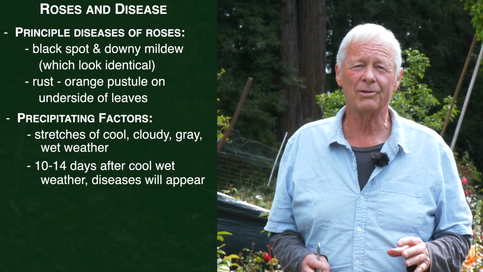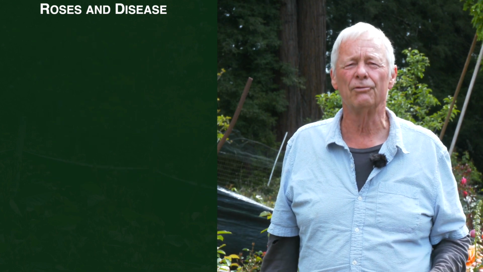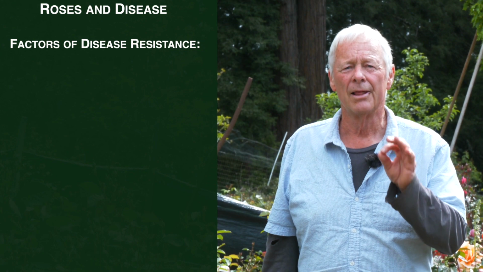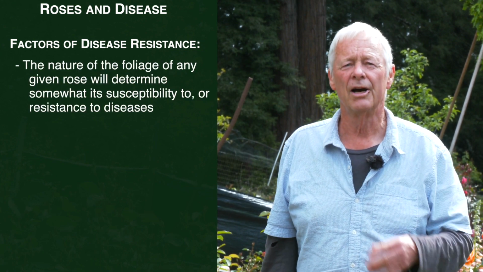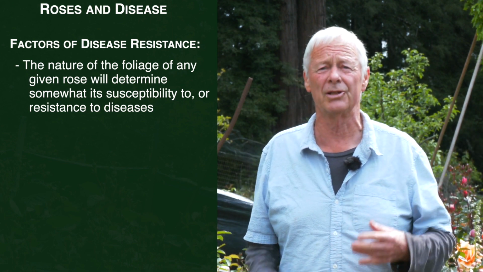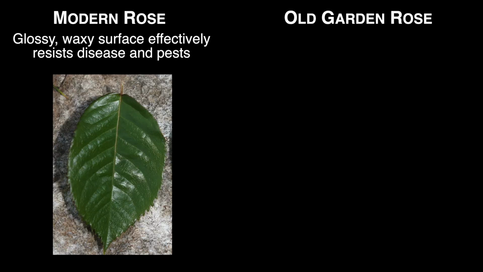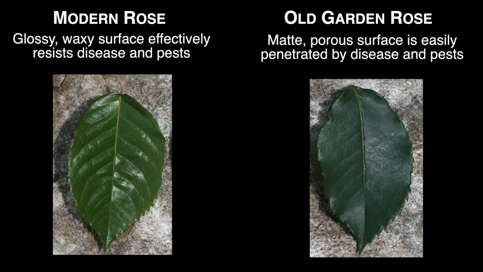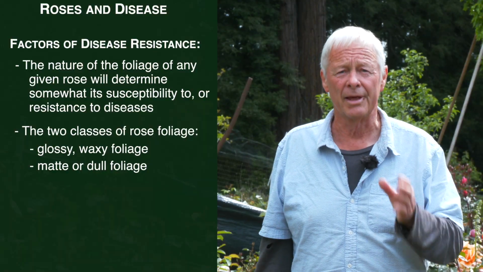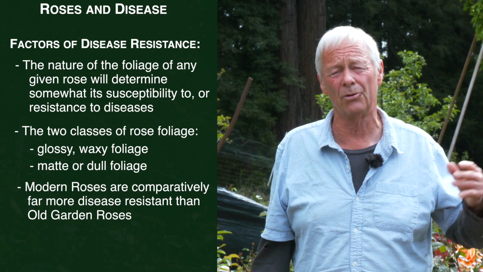So, what's a rose grower to do besides grin and bear it? Well, let's look at a few factors here. One is the nature of the foliage of any given rose, which will determine somewhat its susceptibility or resistance to diseases. There are two basic classes of rose foliage: glossy, waxy foliage, and matte or dull foliage. And let me just say here, while I'm a huge aficionado of both old garden roses and modern roses, that modern roses have it all going on in terms of disease resistance in a comparative sense to old garden roses.